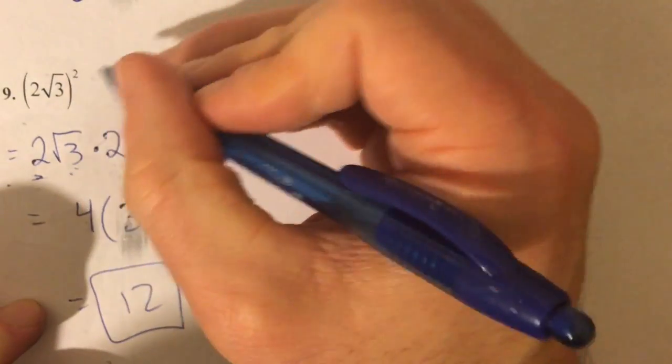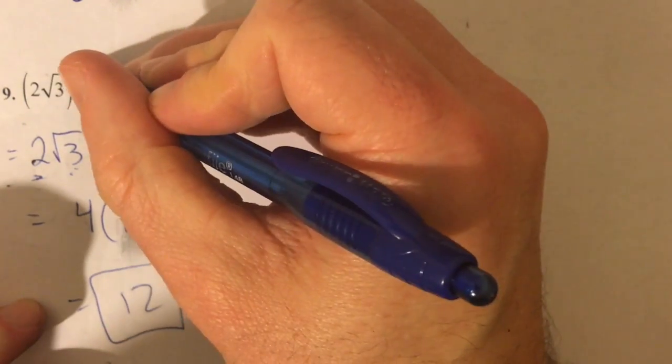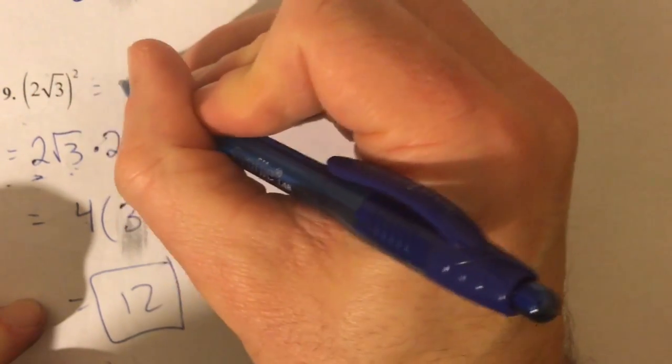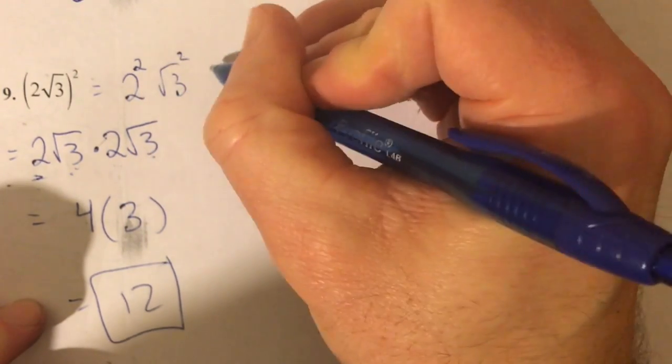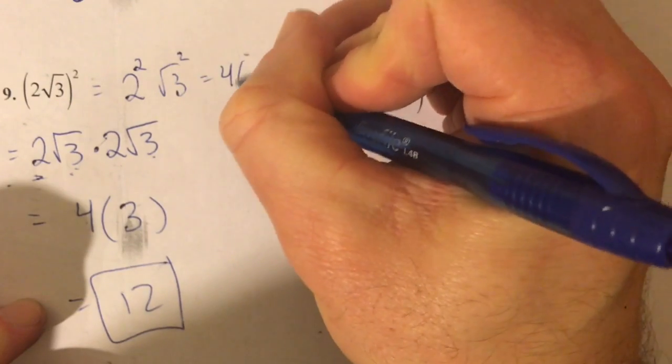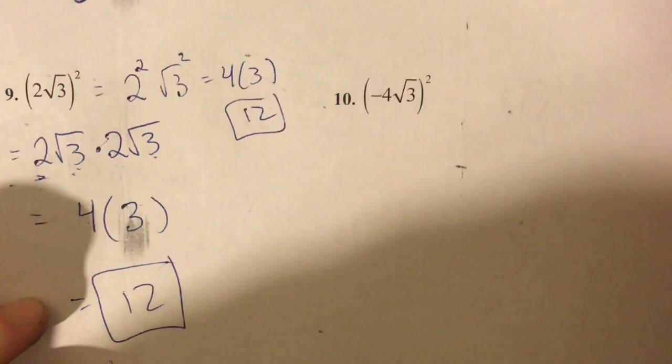If you like, you can sort of bypass this step of rewriting it twice. You could just say, look, I'm going to square both things, because we've done this a lot. That's 2 squared, and then root 3 squared. 2 squared is 4, root 3 squared is 3, 4 times 3 is 12. It's all the same however you get there.